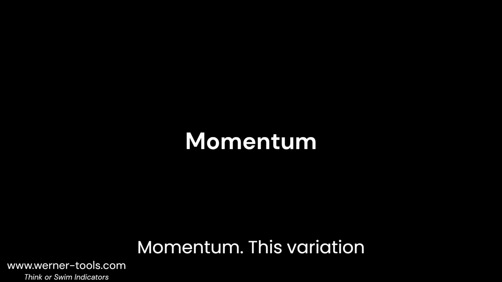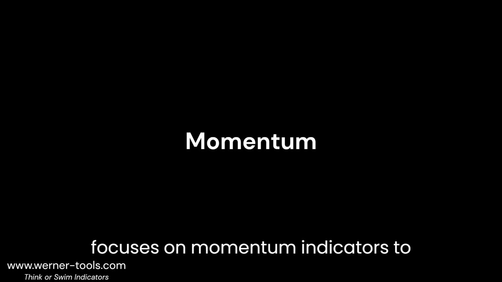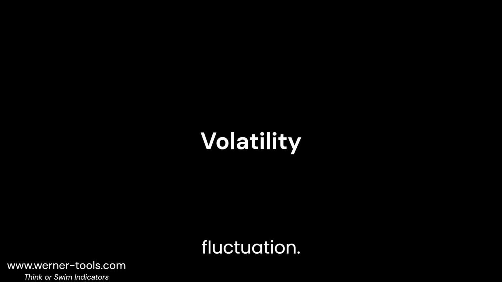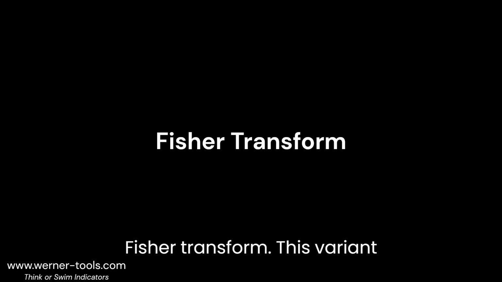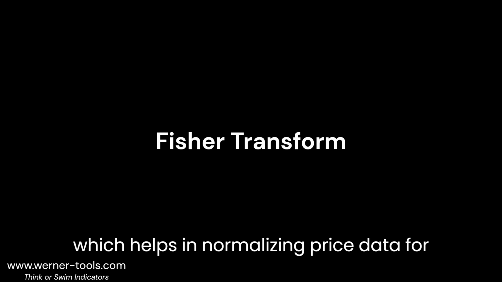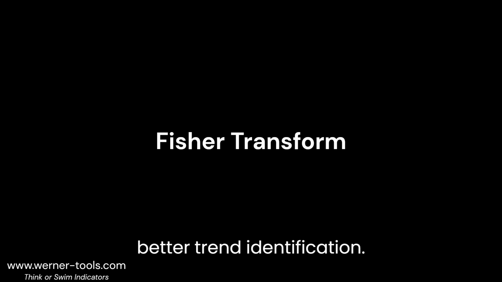Momentum. This variation focuses on momentum indicators to highlight potential turning points. Volatility. It uses volatility indicators to identify fractal patterns during periods of high price fluctuation. Fisher transform. This variant leverages the Fisher transform indicator, which helps in normalizing price data for better trend identification.